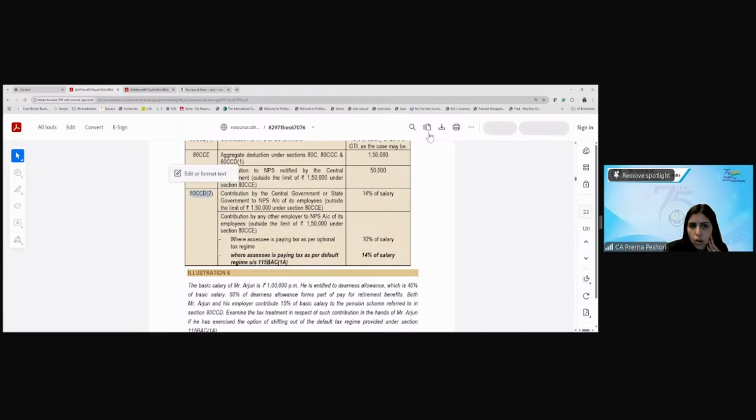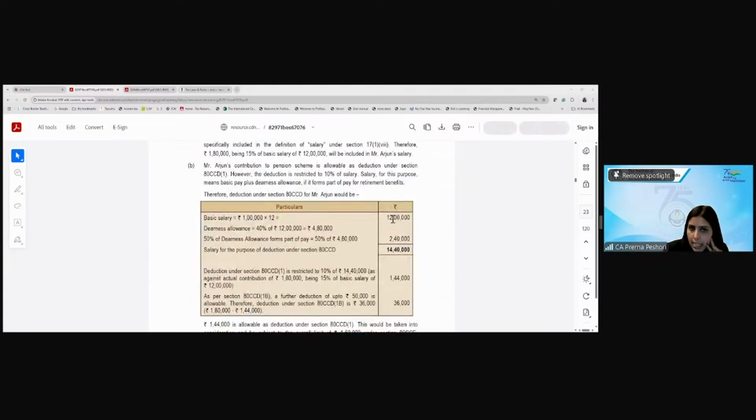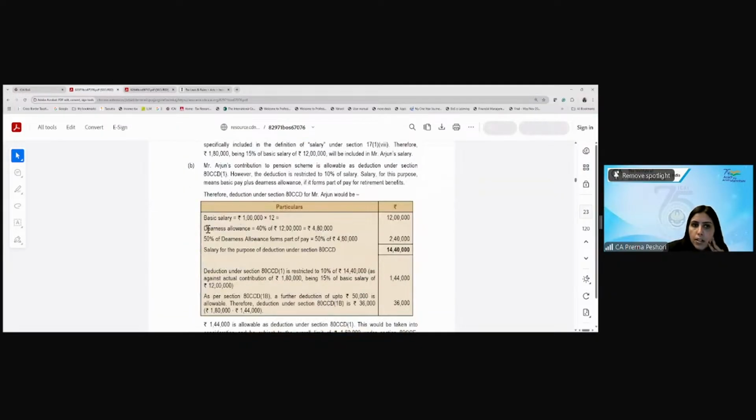See, I'll explain how we have to go about it. As I said, 12 lakh is my salary. No, we will not take 12 lakh. Why? Dearness allowance is 40% of 12 lakh, 4 lakh 80. They are saying that 50% of the dearness allowance forms part of the pay for retirement benefit. So only 50% of my DA forms part of the retirement benefit. For the purposes of calculation for 80CCD, I have to consider basic plus DA which forms part of the retirement benefit, not the entire DA. So 2,40,000. So my salary for the purpose of 80CCD is 14 lakh 40.